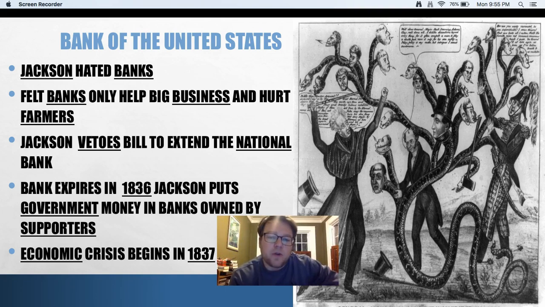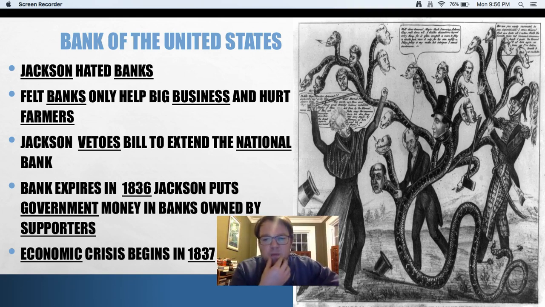Much like the Democratic Republicans when the First National Bank was formed, they felt banks only helped big business and hurt farmers. We can look at those examples from Shays' Rebellion, from the Whiskey Rebellion, as issues where farmers were hurt economically by a bank. It was very hard for them to get credit to buy goods and things like that.